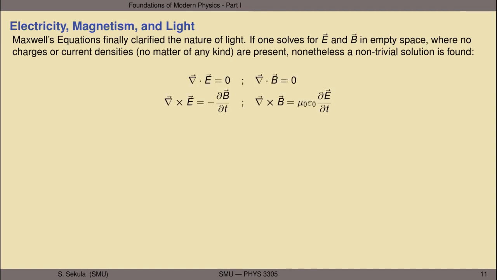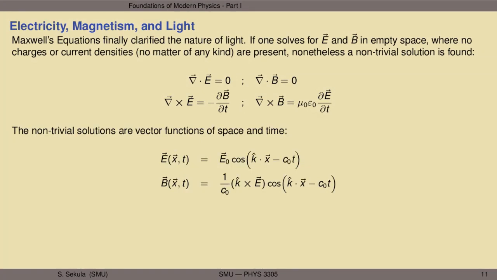I've rewritten the 4 equations with no electric charges and no current densities. So I have nabla dot E vector is 0, nabla dot B vector is 0. I have nabla cross E vector is just negative dB dt, and nabla cross B is something proportional to the time derivative of E. So there is a trivial solution to this. E and B can be 0. That works out just fine. But there's another solution to this that isn't the so-called trivial solution.